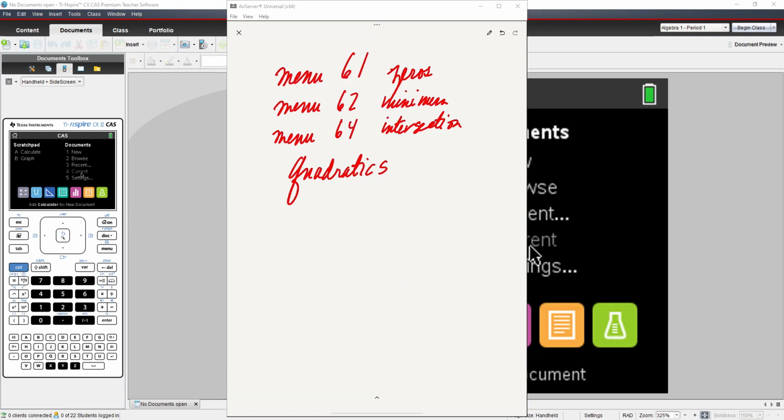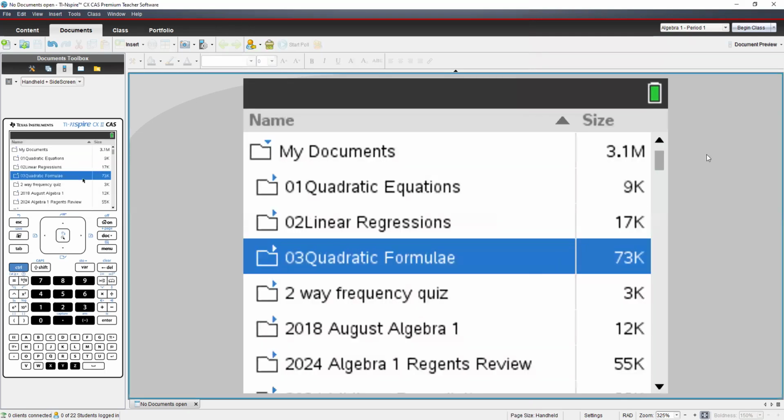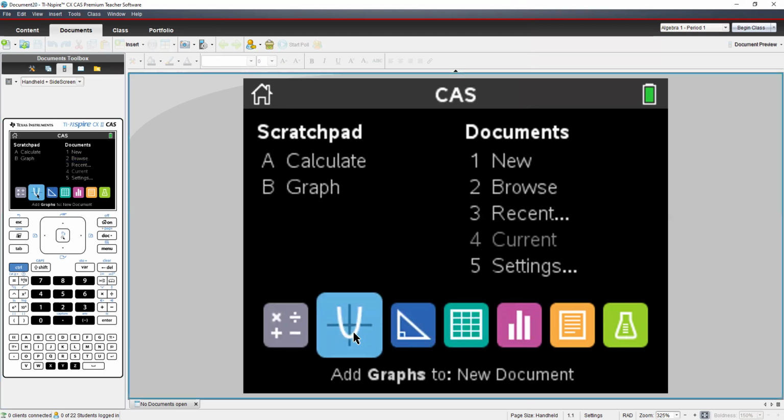So let's go. If you look at number 8, this is a multiple choice question. They've given us a quadratic, and basically what they want us to do is complete the square. Now, we haven't actually gone into completing the square. We just learned the quadratic formula, but all you have to do for this one is graph and find the minimum and then work backwards. So let me show you exactly what I would do.